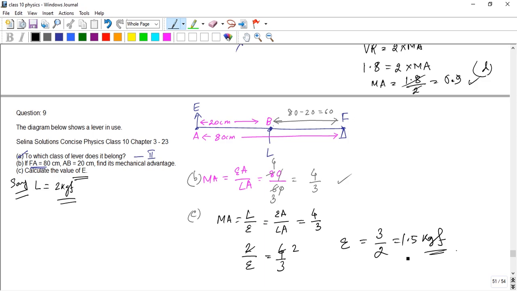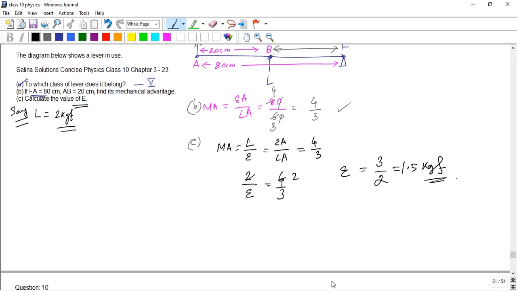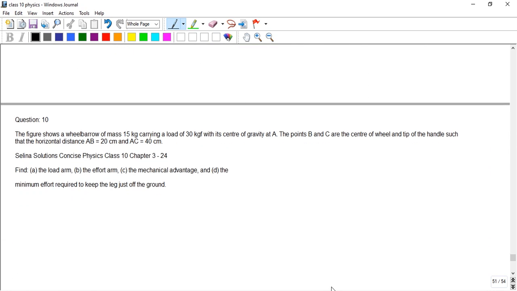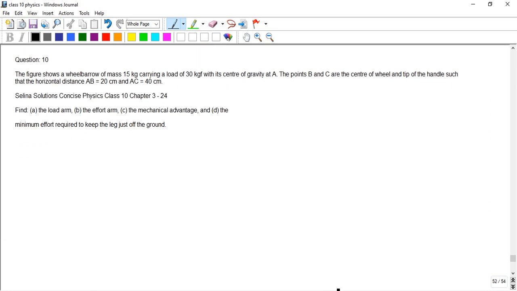Now, here is question number 10. Very easy question. Here is a figure. The figure shows a wheel and barrow. First, try to draw the diagram from the book. Okay, wheel. The diagram is given in that question. That is point C, a cart, like this.